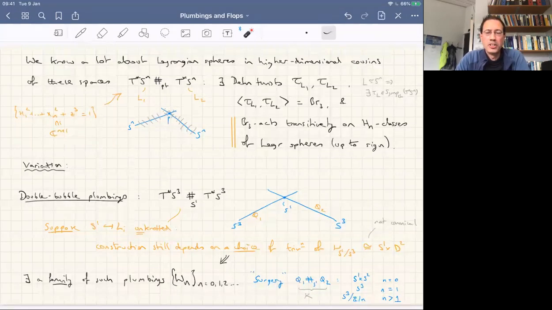What's maybe not so obvious is that whenever I have a Lagrangian sphere in a symplectic manifold, there's an analog of this Dehn twist in an annular neighborhood of a circle. So this is a symplectomorphism, which I'll call tau sub L. It's actually compactly supported near this sphere. So globally, it looks like a compactly supported symplectomorphism of the cotangent bundle of S^n.